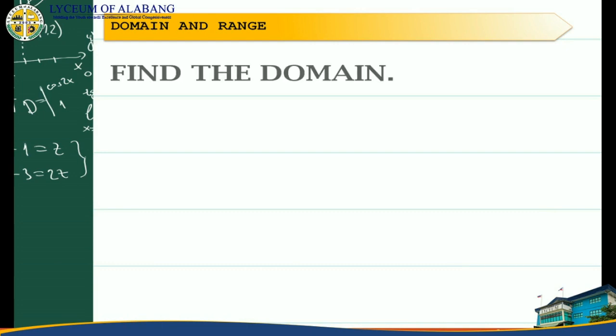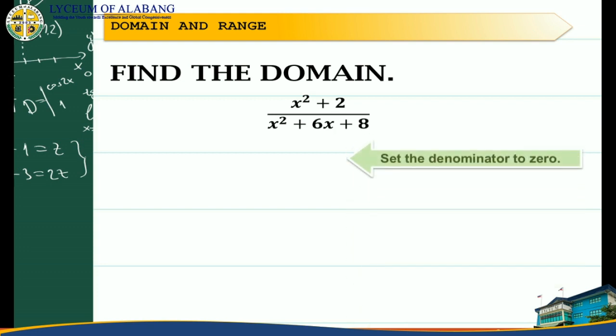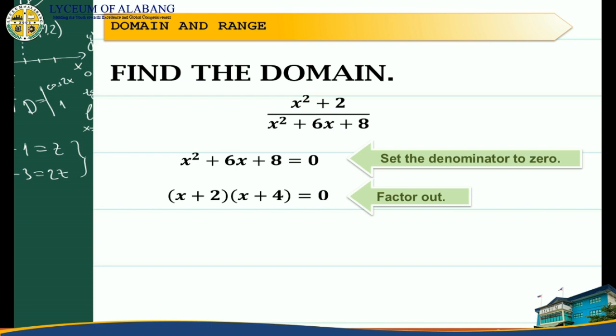For example, find the domain. To find the excluded value in the domain of the function (x squared plus 2) over (x squared plus 6x plus 8), first, set the denominator to 0, and we get x squared plus 6x plus 8 is equal to 0. Then, factor out, and we have (x plus 2) times (x plus 4) is equal to 0.